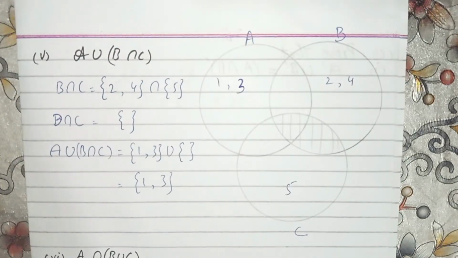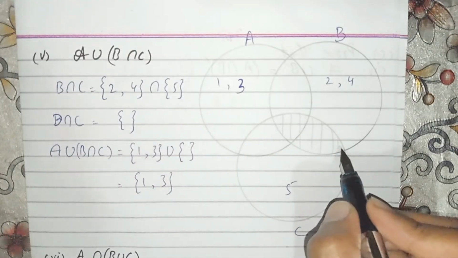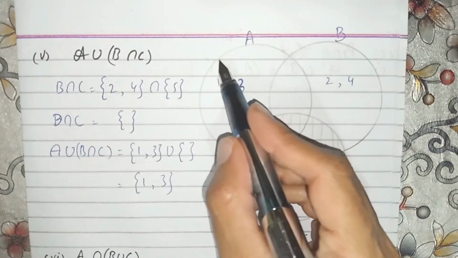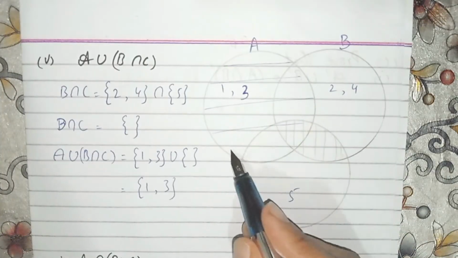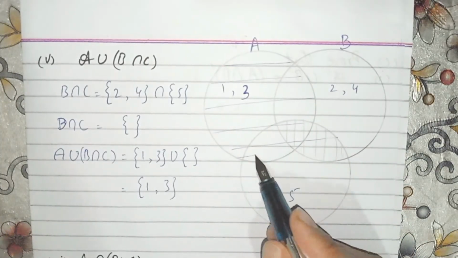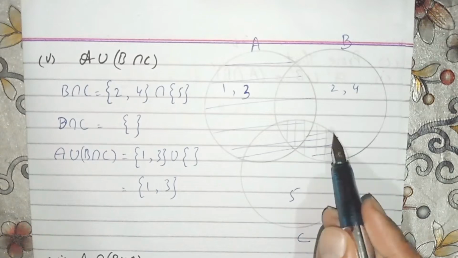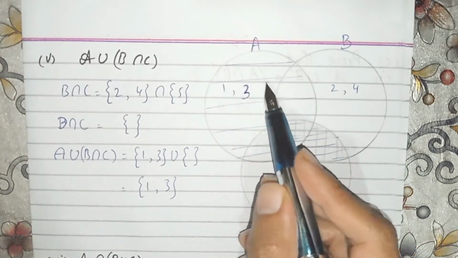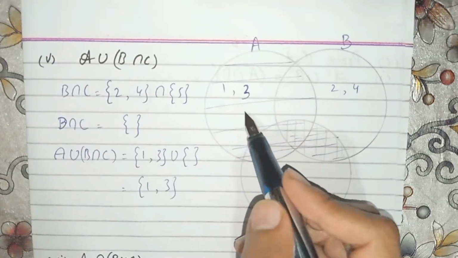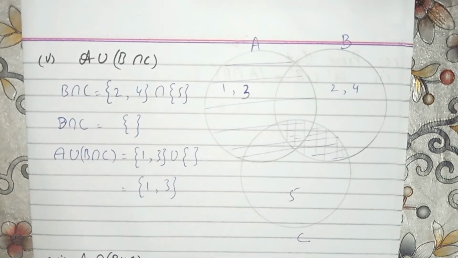Now we have to take the union of A union B and B intersection C. This is B intersection C. Now we have to take the union. We are combining the values with it. And now students, we can observe 1 and 3 is the answer and it comes in its part. This is 1 and 3. Now students, the fifth part is solved.